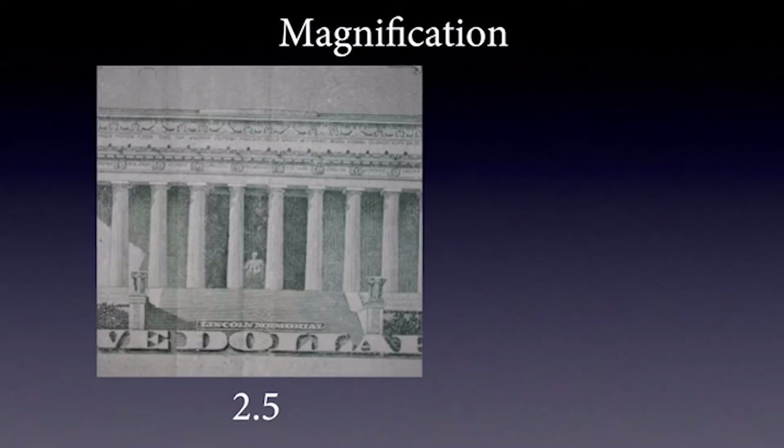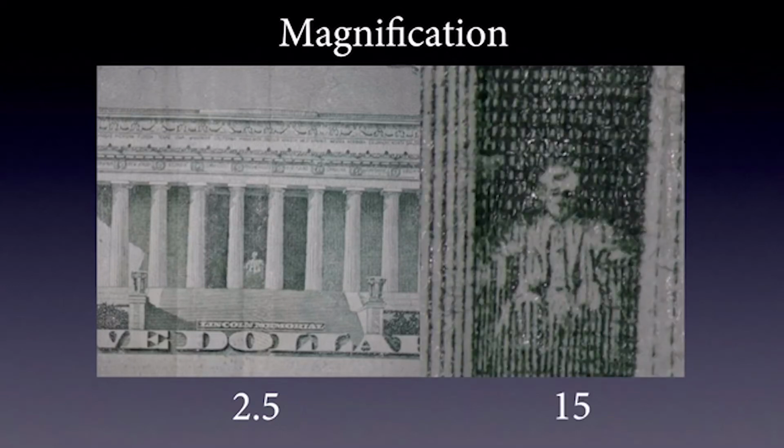One more illustration. This is the back of a $5 bill showing the Lincoln Memorial, and that is at 2.5 times magnification, which is pretty typical for loops. This is at approximately 15 times magnification using my microscope. I would say that this is a pretty significant difference in magnification and something we should all consider when delving into endodontics.